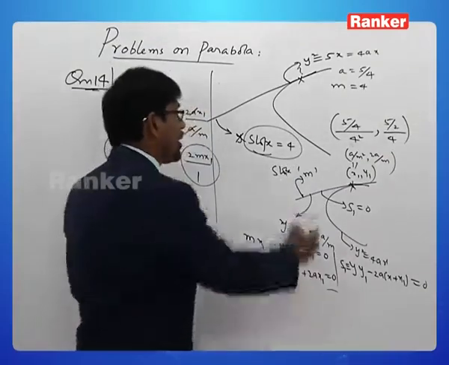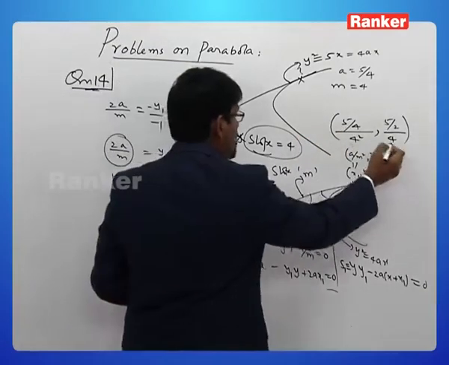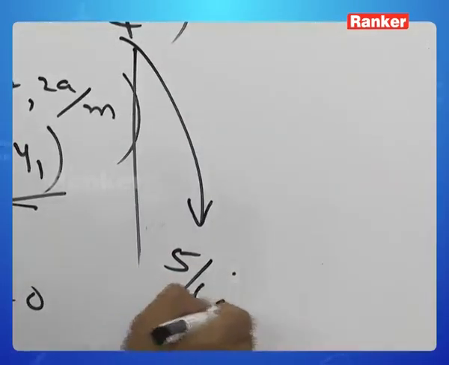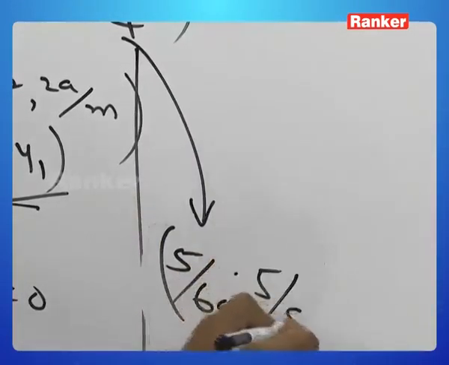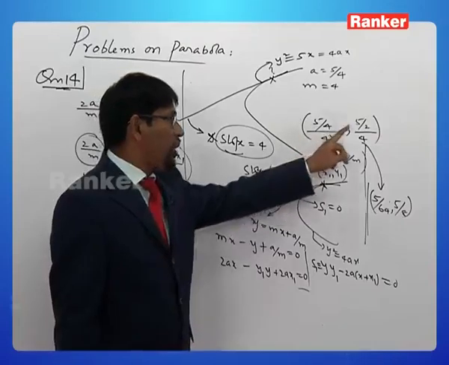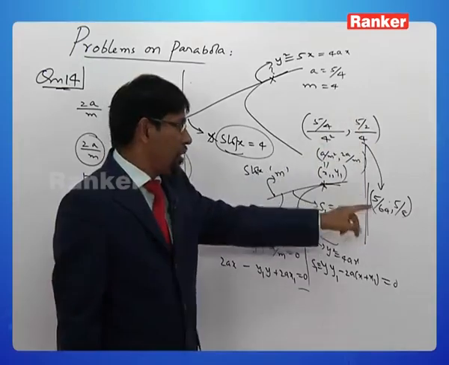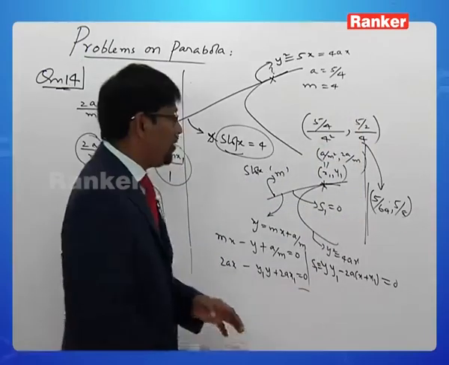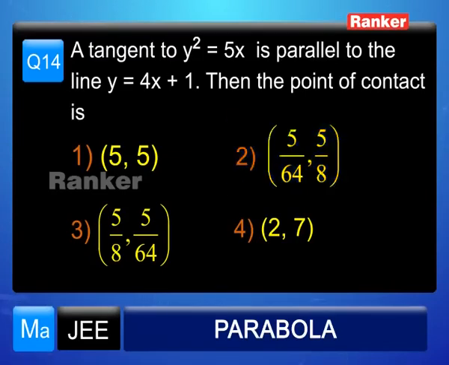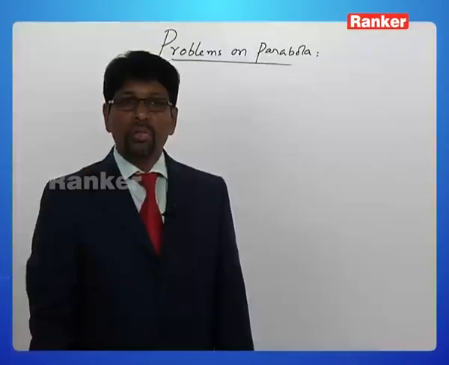So that is clearly 5 by 64 comma 5 by 8. This is 5 by 4 by 4 square comma 5 by 2 by 4. That makes it 5 by 64 comma 5 by 8. So option 2 is the right answer. Let's move to the next question.